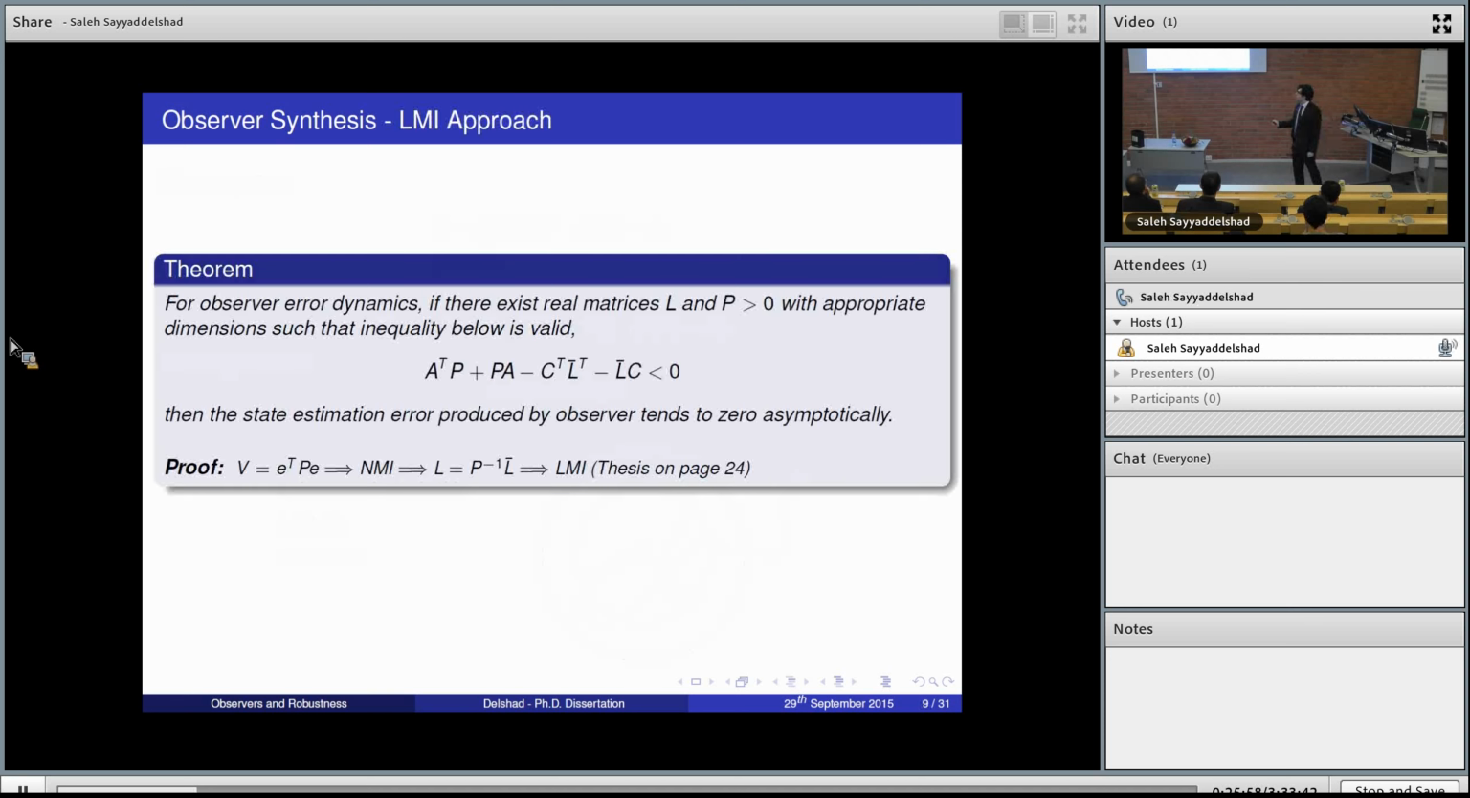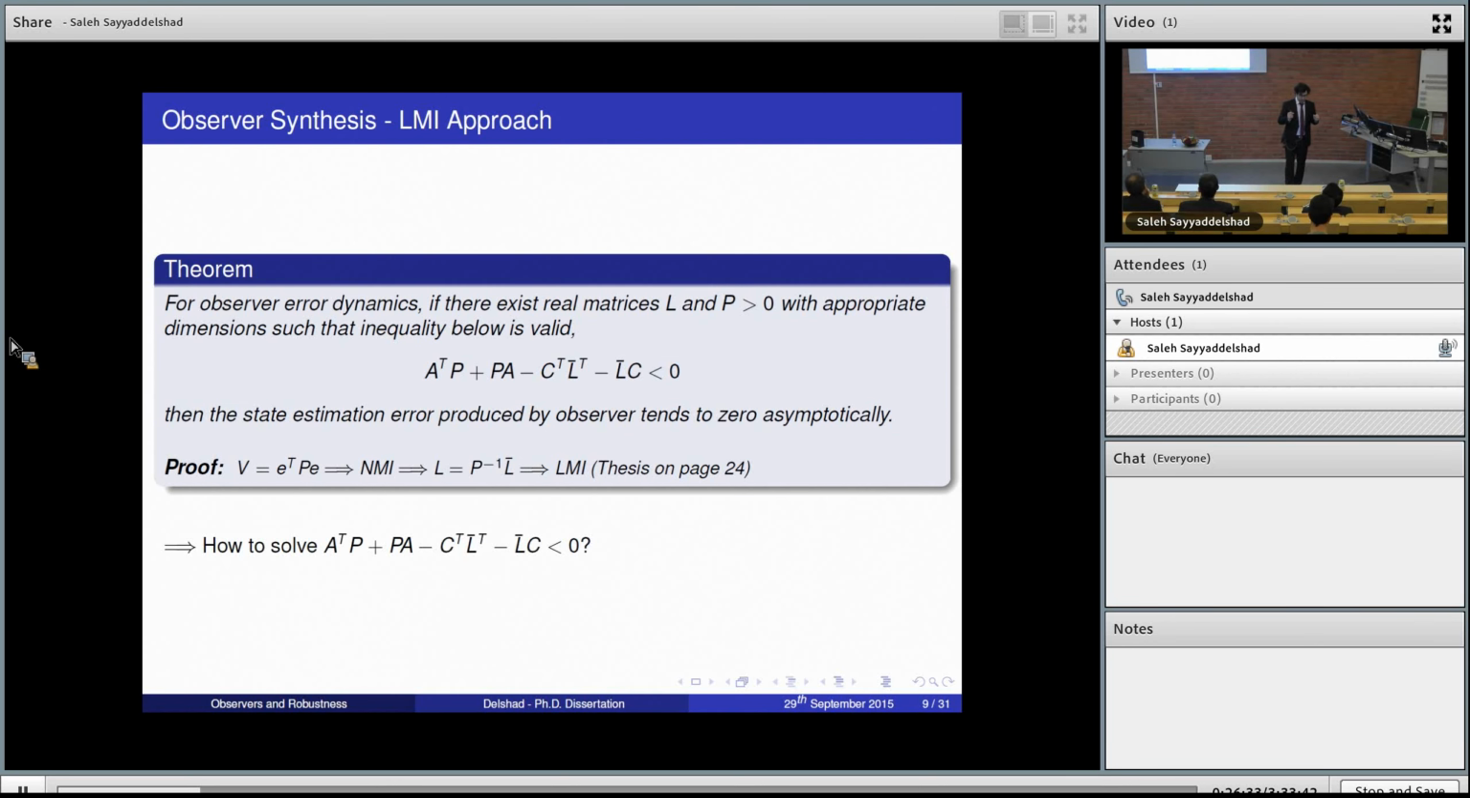For the linear case, we have a theorem here, as you see. We say that for a matrix L and a positive definite matrix P, if you can solve this inequality, which is linear, you can guarantee that the estimation error will converge to zero asymptotically. But in this case, the question is how to solve this inequality.